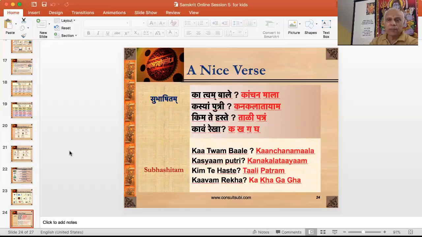So he composed these four lines which are very good to understand Sanskrit. Ka tvam bale, and the girl replies Kanchanamala. That's her name, Kanchanamala. Kasyam putri. Kasyam means whose. Ramayam. Sitayam.